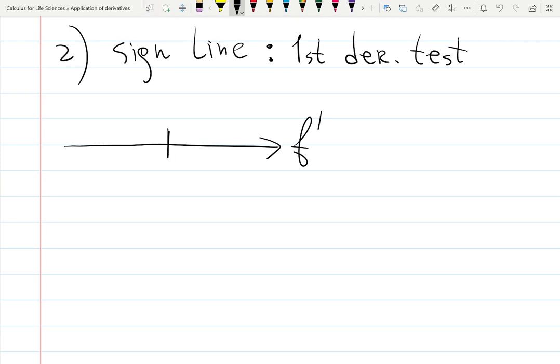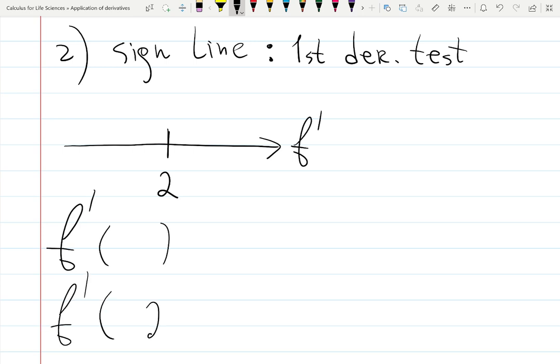We have only one, which is 2. X equals 2 is here. Check this sign. I need to plug into the first derivative some kind of test points. How many intervals do I have? 2. So we only need two test points. Choose. Which one would you choose from here?